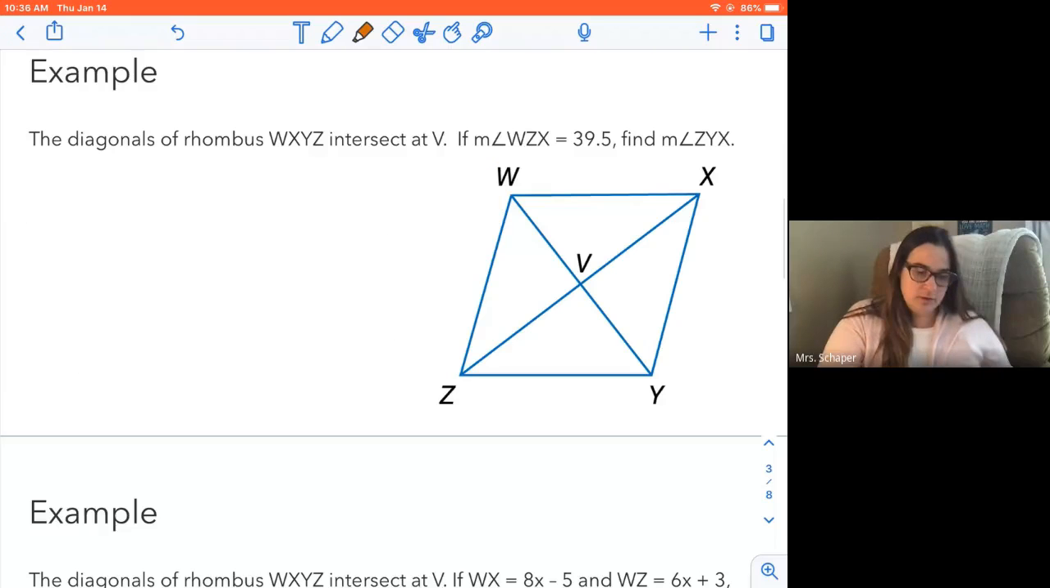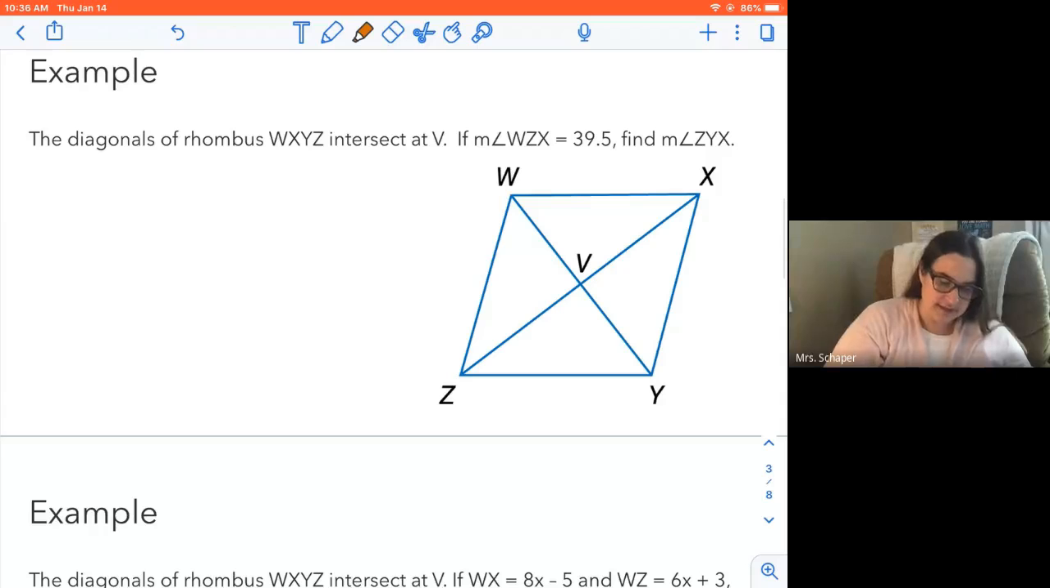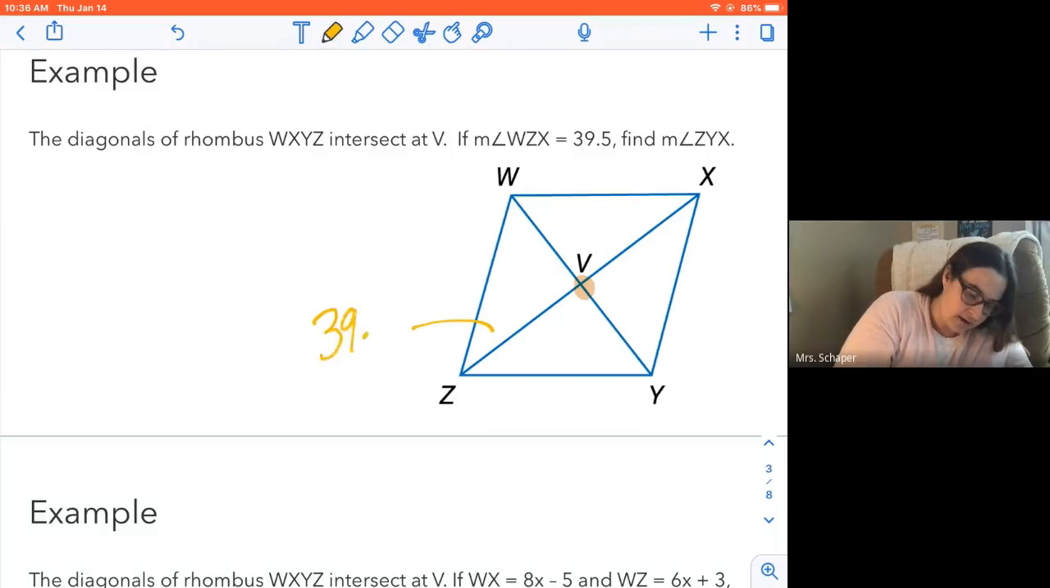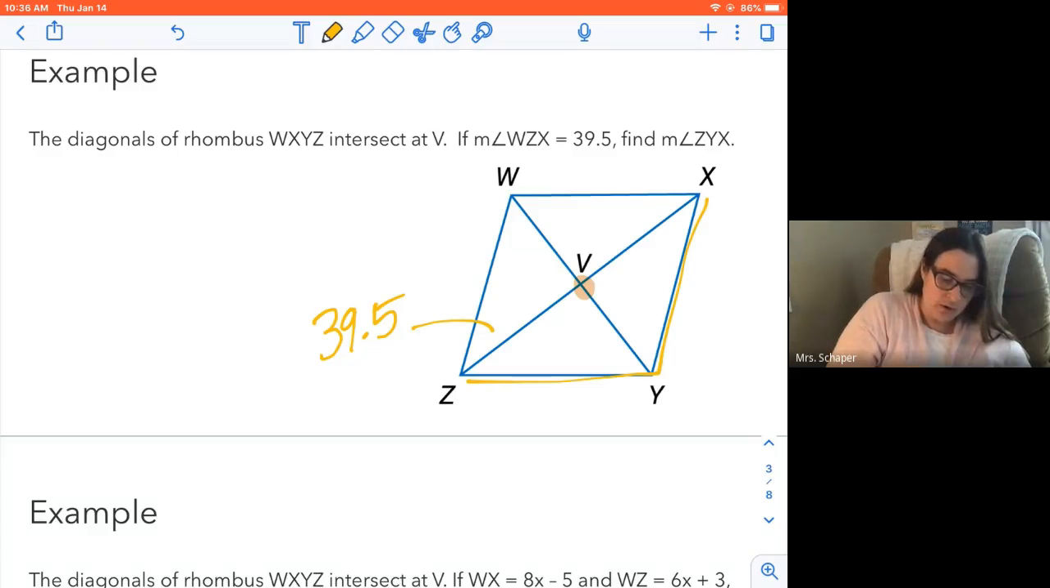So when we're taking a look at this picture, the diagonals of this rhombus intersect at V. If WZX is 39.5, so that's this angle right here, we want to find ZYX. So we want to find this measurement right here. So what do we know?